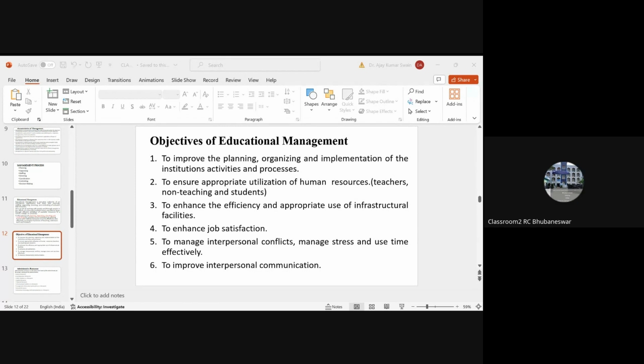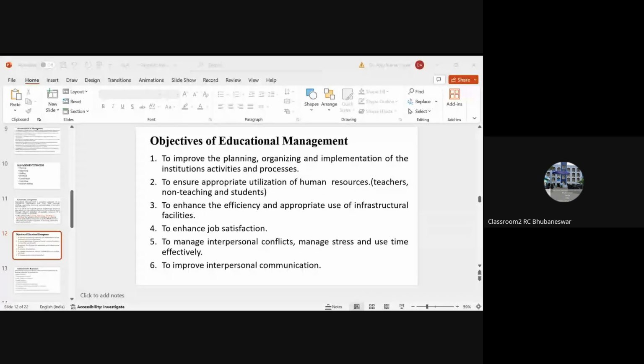Okay. Any other? Can you explain, Ajit? Sir, till now, for example, in an institution, whatever the plannings and activities are there, we have to improve them according to the new systems of education. So this point clarifies it. Okay, good.